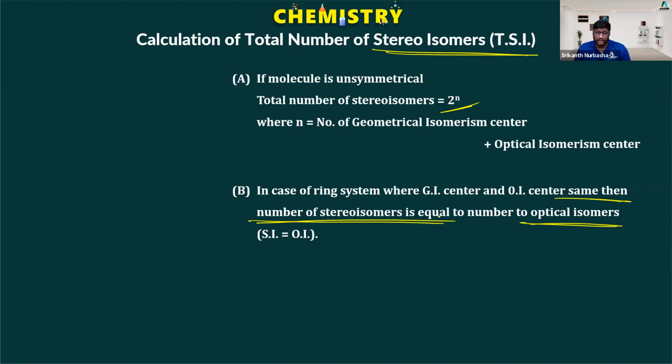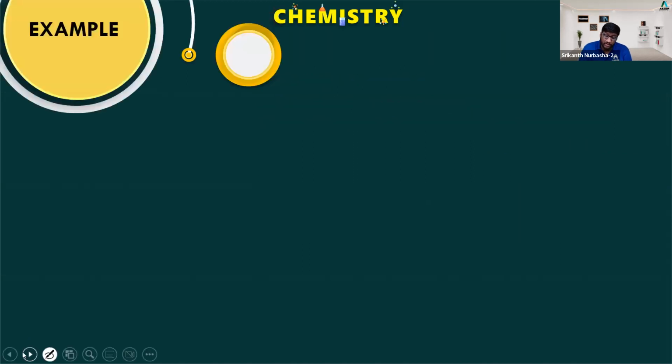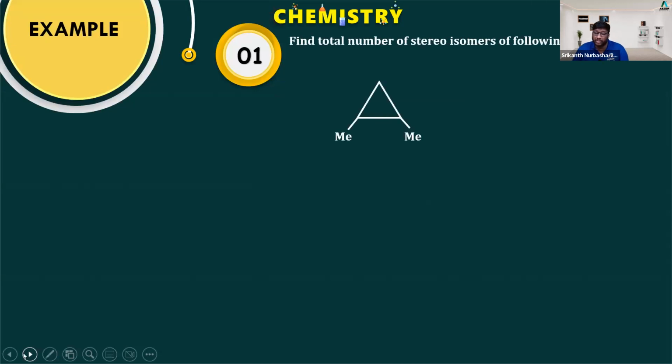Understand this point? In case of ring systems, for cycloalkanes also, geometrical isomers are possible. Under what condition is geometrical isomerism possible for cycloalkanes? We should have at least 2 sp3 hybridized carbons with different groups connected. In case of a ring system, where the geometrical isomerism center and optical isomerism center are the same, then the number of stereoisomers is equal to the number of optical isomers only. Try to solve this example. Find the total number of stereoisomers of the following compounds.